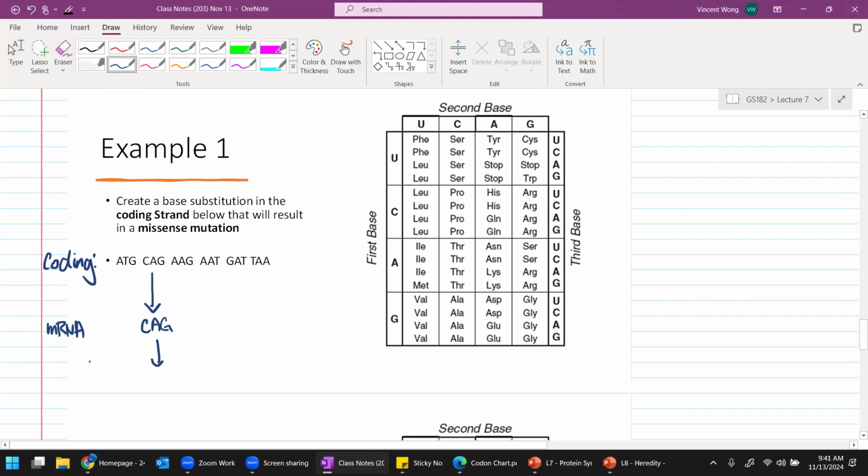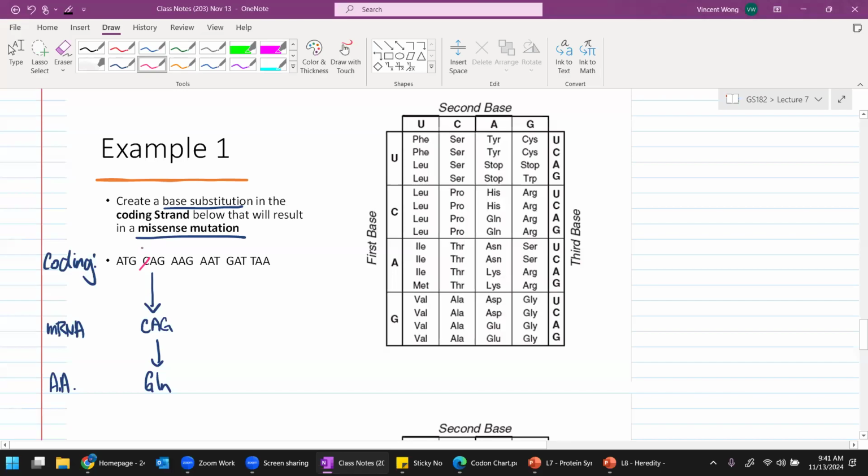What does CAG code for? GLN. So I want a base substitution, meaning I change one of the nucleotides, and I want it to be a missense mutation. If you want to create a missense mutation, what's your best bet? First, middle, or last? First or second, right? Yeah, first or second.